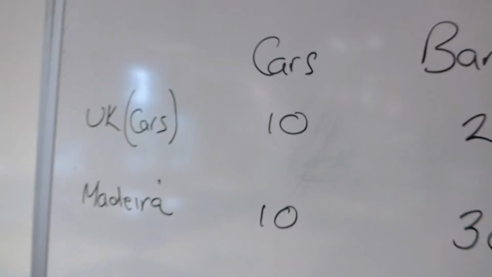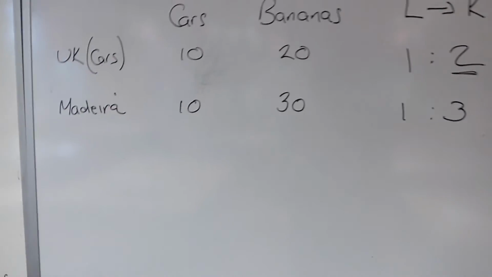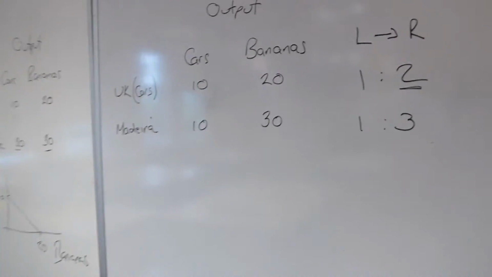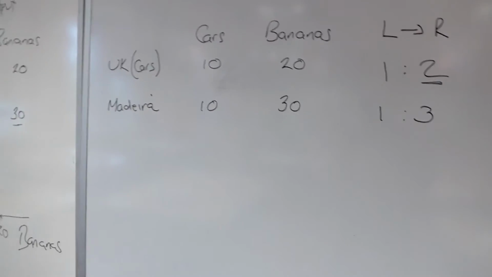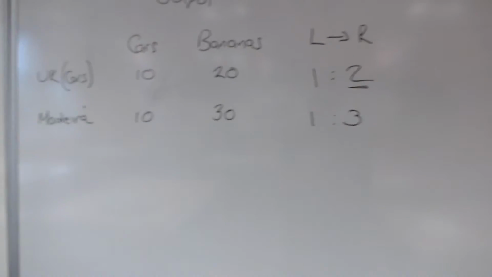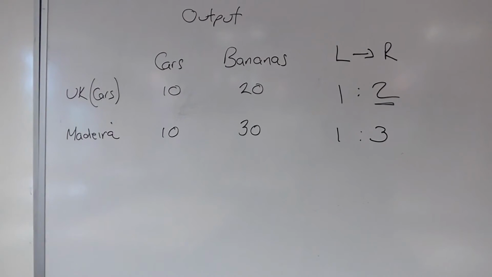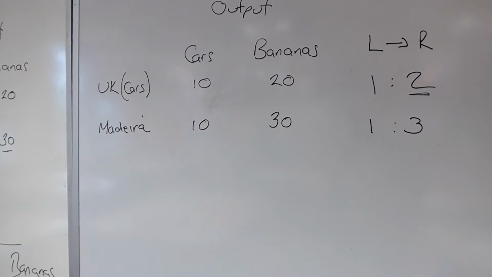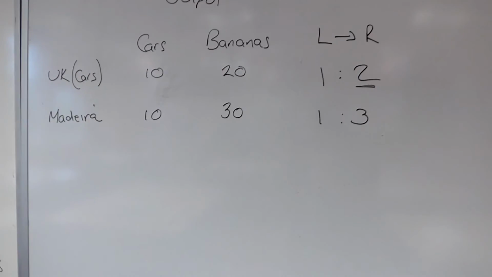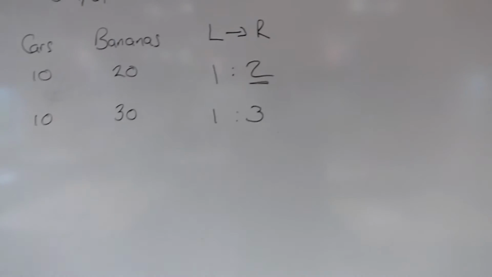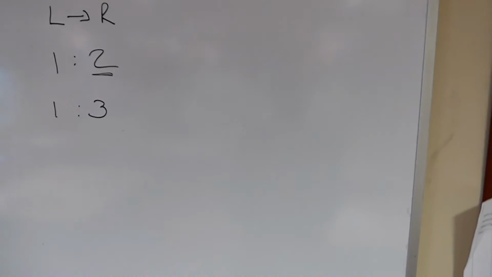Therefore, the UK is said to have the comparative advantage in the production of cars. So I'm just writing that on there, the UK, cars, said to have a comparative advantage. Now, given that there are only 2 countries and 2 goods, one would assume, of course, that Madeira has the comparative advantage in the production of bananas. But it's not sufficient to assume, we need proof.